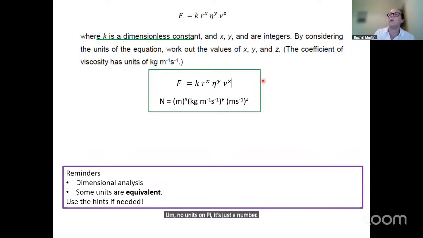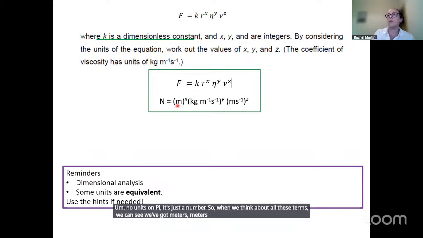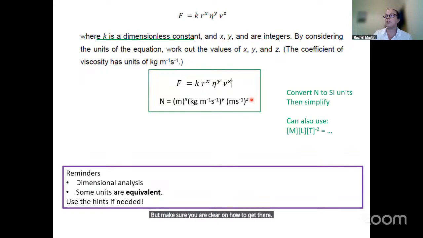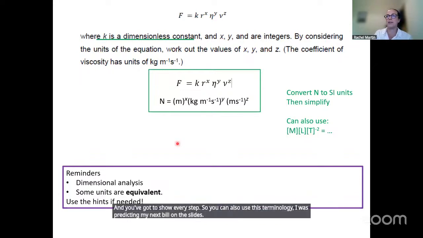So when we think about all these terms, we can see we've got meters, meters, meters, but with different powers. So you've got to show your working really clearly. And well done, all of them, x, y, and z are 1, but make sure you are clear on how to get there. And you've got to show every step. So you can also use this terminology. I was predicting my next bit on the slides. That's what always happens to me in teaching.